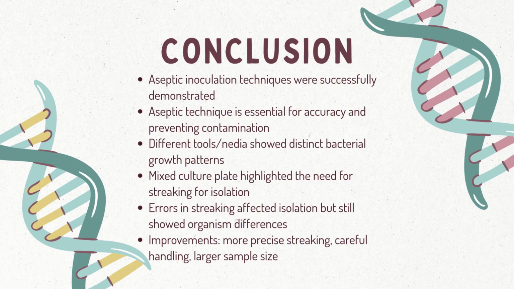Looking ahead, there are a few improvements we could make. More precise streaking would give us clearer isolation of colonies, which makes results easier to interpret. Careful handling during transfers would reduce the chances of contamination and ensure the growth patterns reflect the intended organisms. Finally, using a larger sample size would give us stronger, more reliable data to compare across groups.